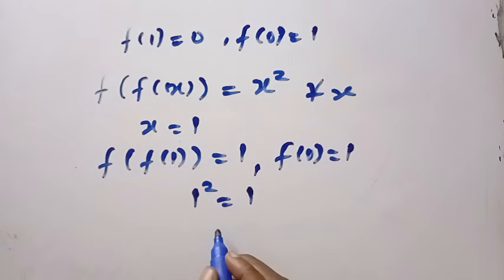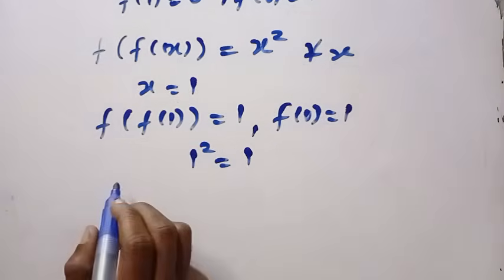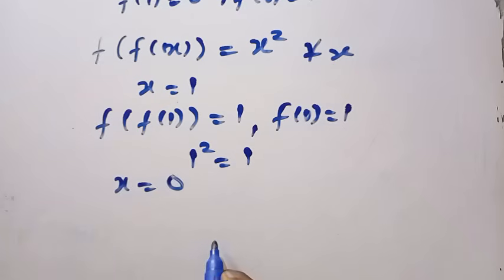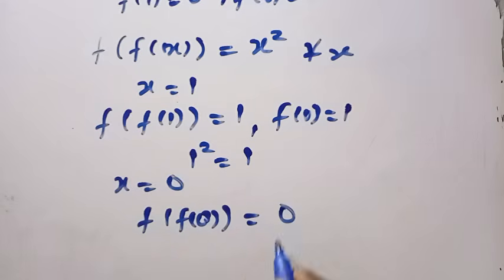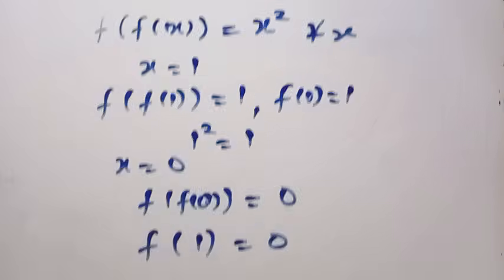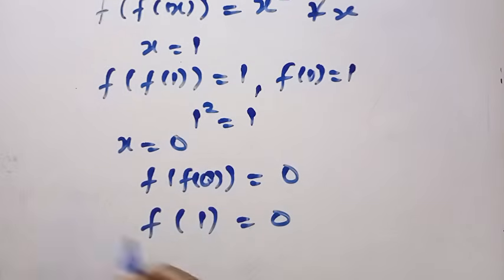Equating this together, we see that 1 squared equals 1. And again, at x equals 0, we will be having f of 0 equals 0 squared, so this equals 0. And f of 0 here is given as 1, so we have f of 1 equals 0, but f of 1 itself is 0 at this point, so that 0 equals 0. So this also satisfies. But we need some more constraints, some more factors.